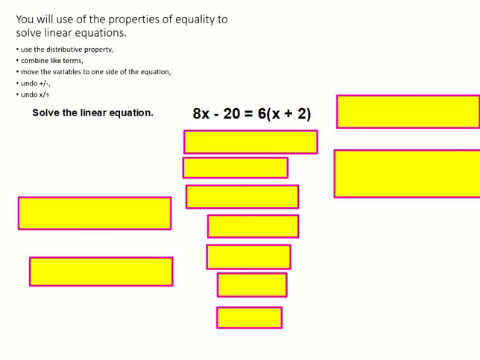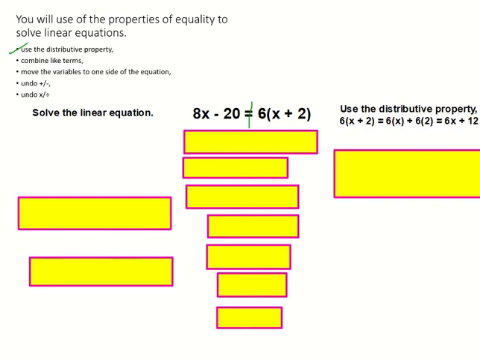So we're going to solve the linear equation. We're given x minus 20 equals 6 parentheses x plus 2. So this is a little bit different from the previous example because now we have parentheses on one of the sides. Since we have parentheses, we're going to start by using the distributive property. So I'm going to take that 6 parentheses x plus 2 and apply the distributive property. Here it is shown out. You're going to take 6 and multiply by x and take 6 times 2. So you get 6x plus 12. So I'm going to rewrite the right-hand side of this equation as 6x plus 12.